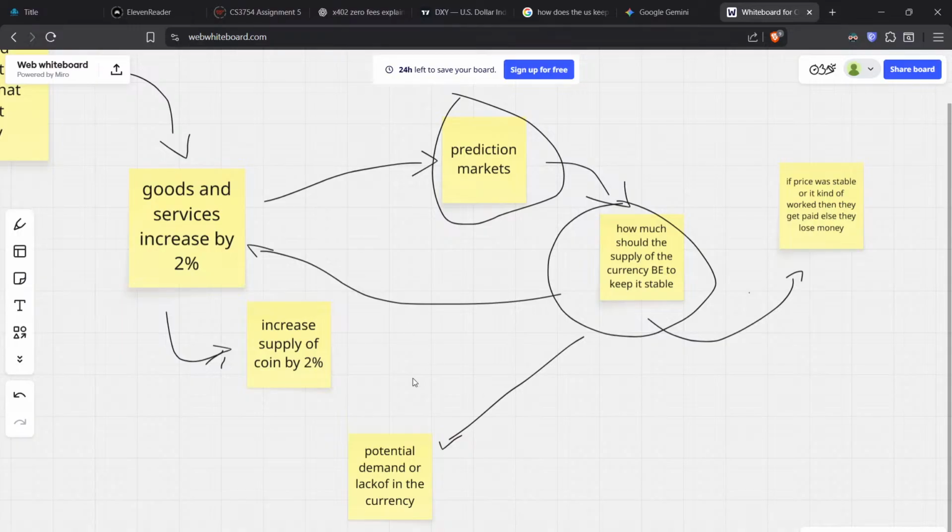So for example, let's just say there's a lot of demand. That means the supply should increase to fulfill that new demand. And if there's no demand, or if people are trying to sell, then it should automatically adjust its supply so that it keeps stable.